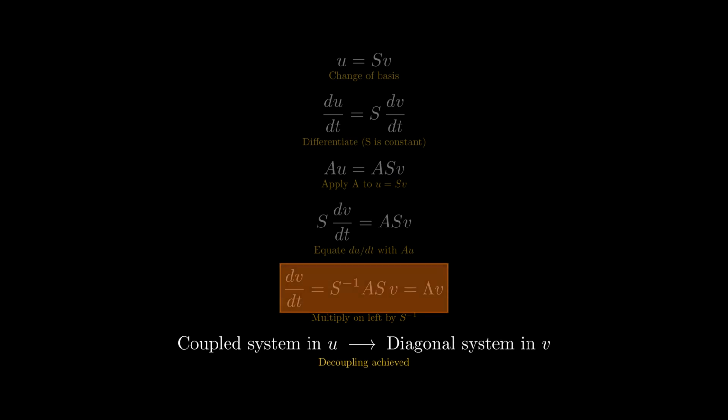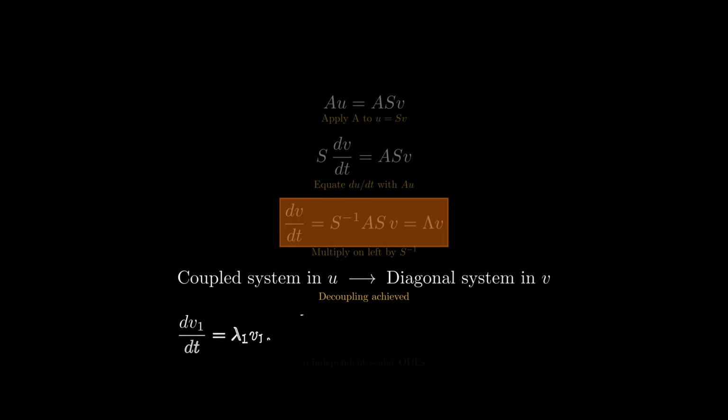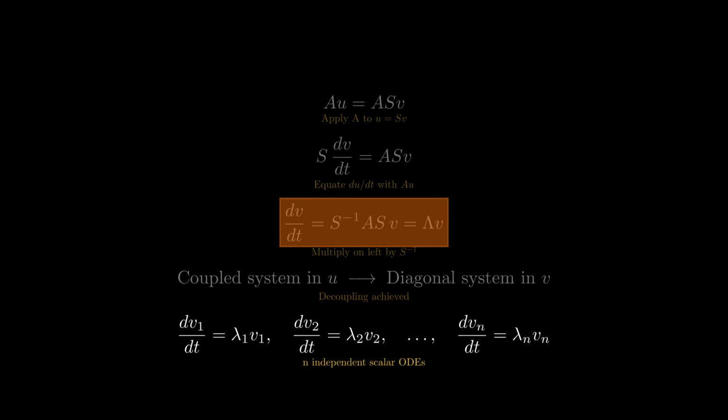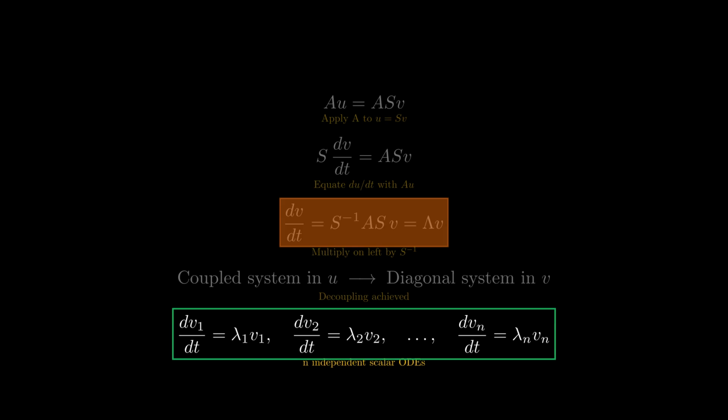Each component evolves on its own. dv1/dt equals lambda 1 times v1, dv2/dt equals lambda 2 times v2, and so on. We've turned one coupled matrix problem into n independent scalar problems. That is the entire philosophy of diagonalization in one line. Each scalar equation has a simple scalar solution, v sub i of t equals e to the lambda i t times v sub i of 0.